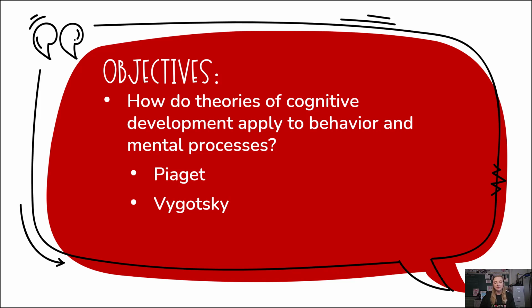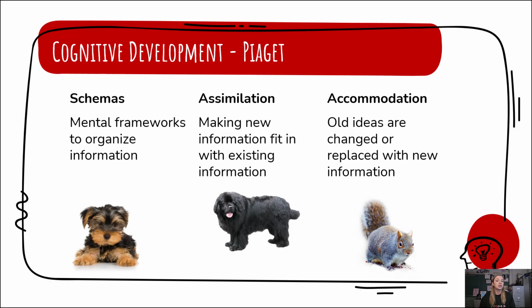Now, some of this cognitive development should be a review from last unit, our cognitive unit. So we're going to start with just a little refresher of some of the things we talked about last unit. First of all, the idea of schema. Remember that schemas are our mental frameworks, our way of organizing information inside of our brain. When we have new pieces of information coming in, we can either assimilate that information into an existing schema, or we can accommodate that information by creating a new schema.